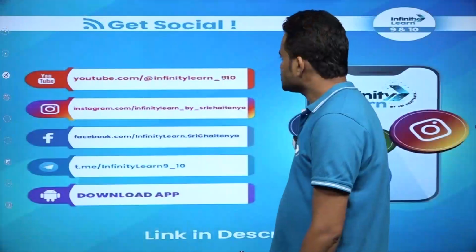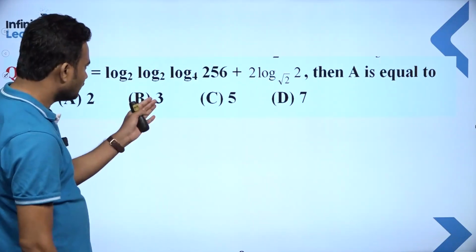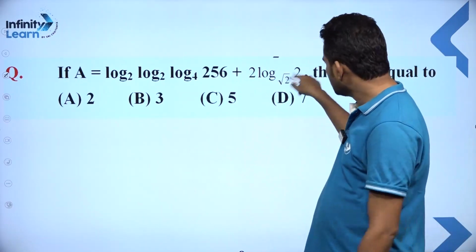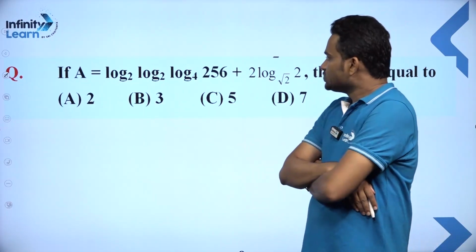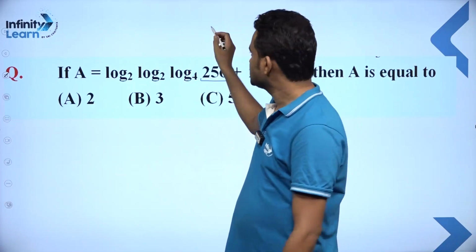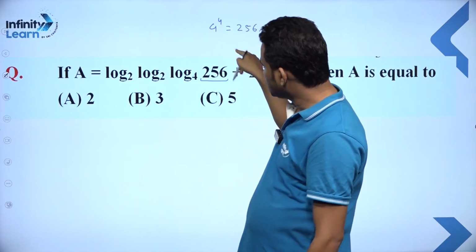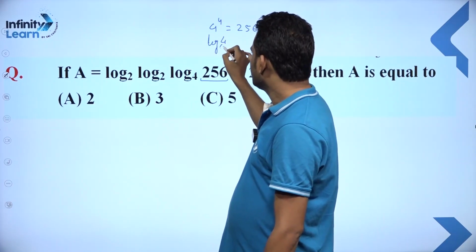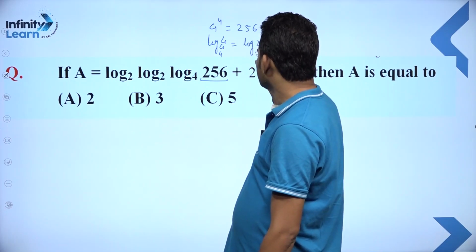Okay, everyone. Now solve this question. If a is equal to log 2 log 4 log base 4 of 256 plus 2 log 2 base root 2, then you have to find the value of a, right? So let us simplify this part. So let us simplify from here. How can we write 256? So 4 power 4 is 256, right? So if I take log of base 4, what will we get, guys? We get log 4 power 4 base 4 is equal to log 256 base 4, right?